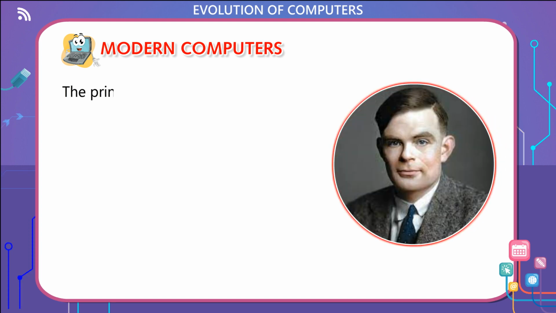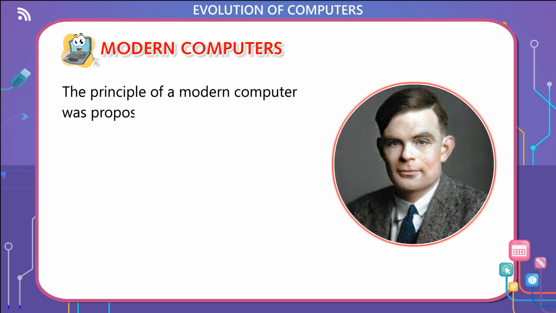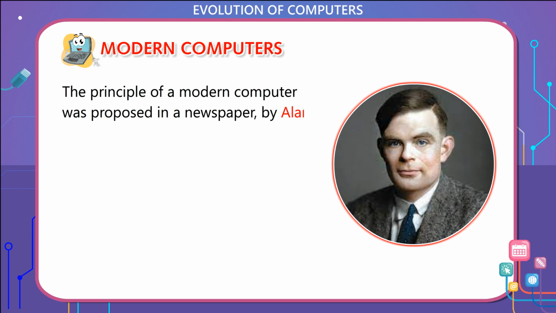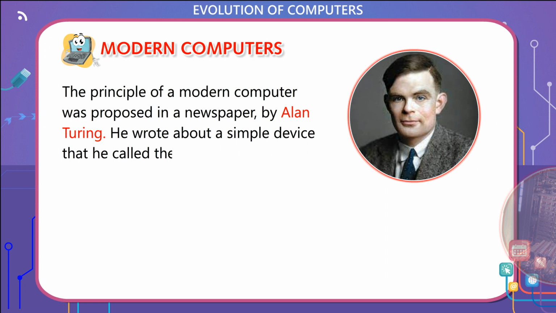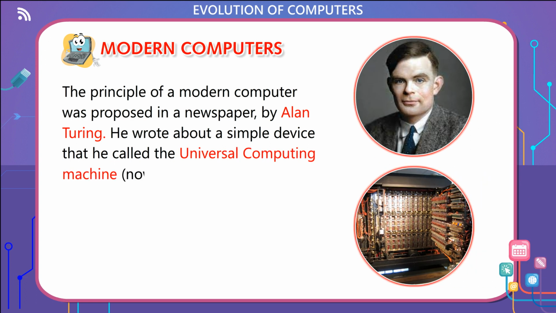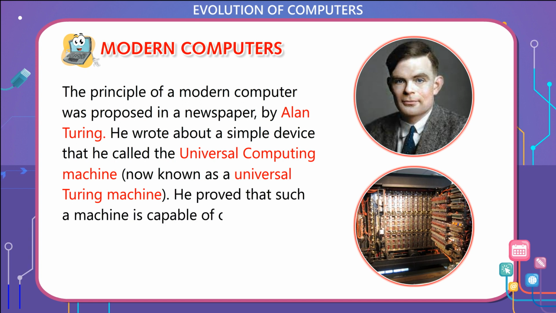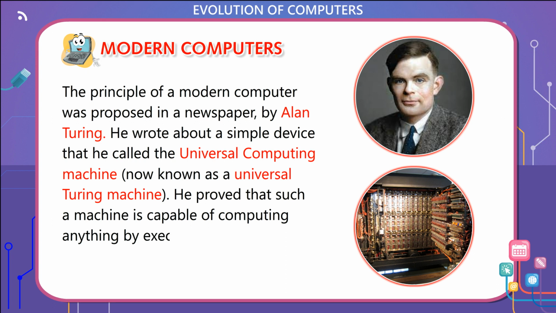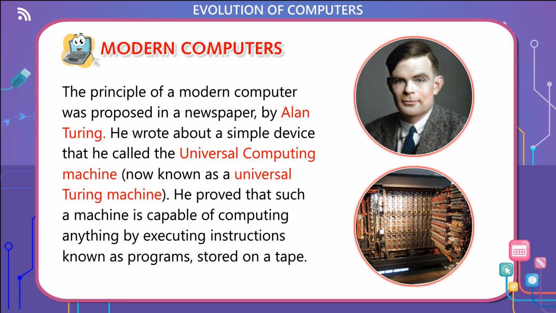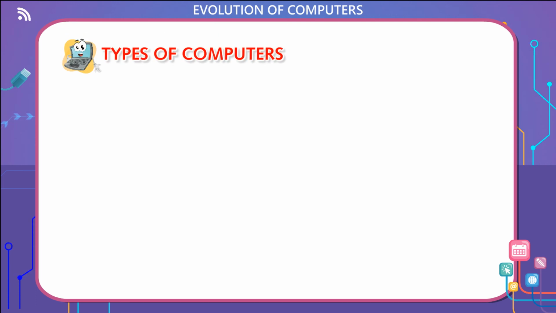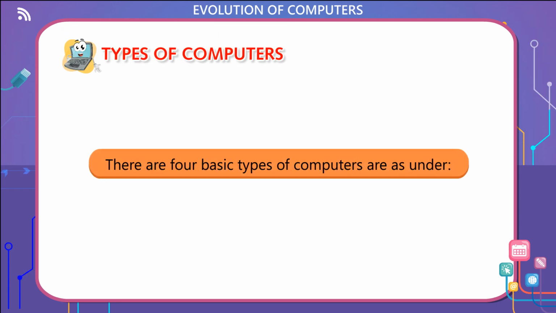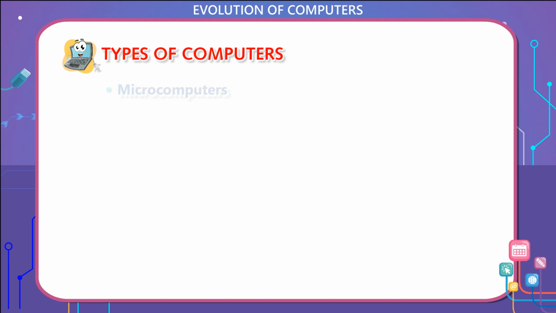Modern computers. The principle of a modern computer was proposed in a paper by Alan Turing. He wrote about a simple device that he called the Universal Computing Machine, now known as the Universal Turing Machine. He proved that such a machine is capable of computing anything by executing instructions known as programs stored on a tape. Types of computers. There are 4 basic types of computers, as under.